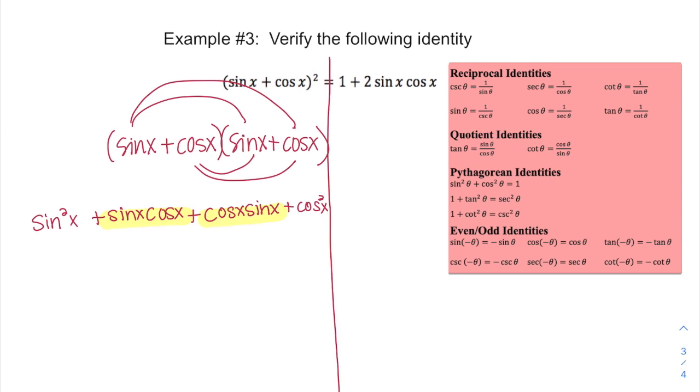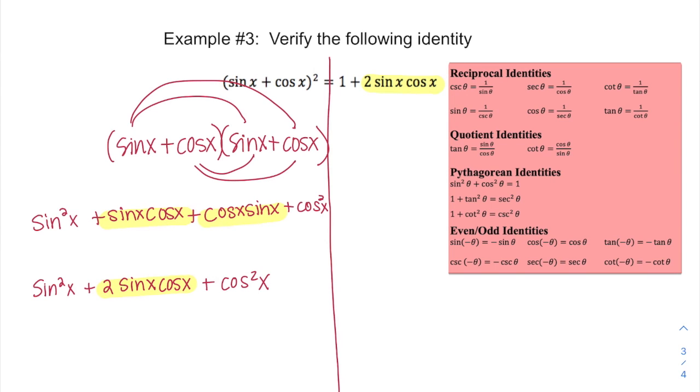And so I can put those together. And there are two of them. So I'm going to say sine squared x plus 2 sine x cosine x plus cosine squared x. Looking at what we're trying to prove, we have part of what we want, right? 2 sine x cosine x, that's part of our solution. So the next thing is the sine squared and cosine squared is in there.